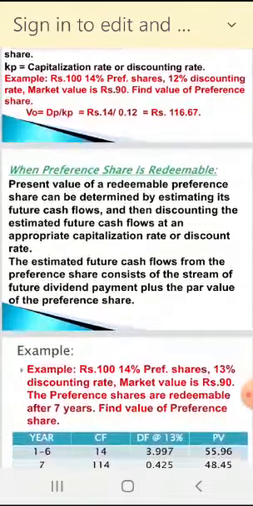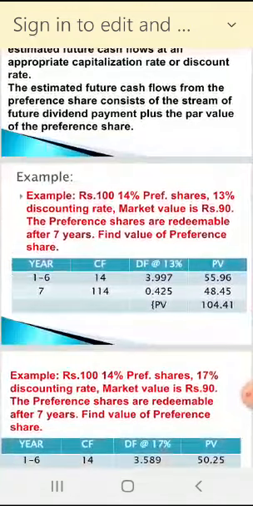Now second is when preference share is redeemable. Just like debenture or bond, remember. So when preference share is redeemable, we are able to estimate future cash flows very easily. As per the future dividend payment plus the par value of the preference share, we are able to find it properly. And we require the discounting factor. Same thing you will find in the example. Please have a look at the example.